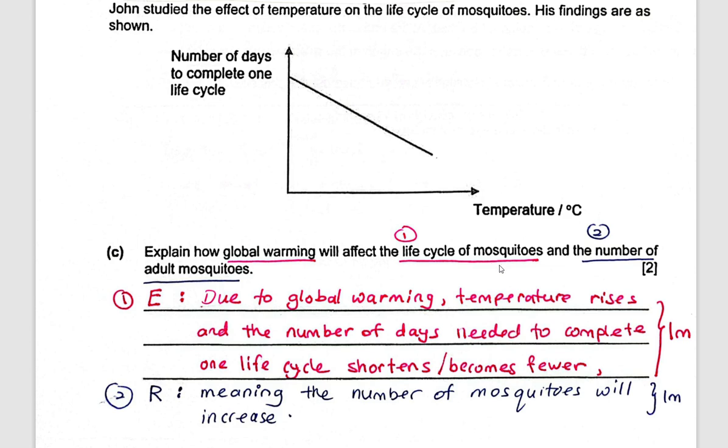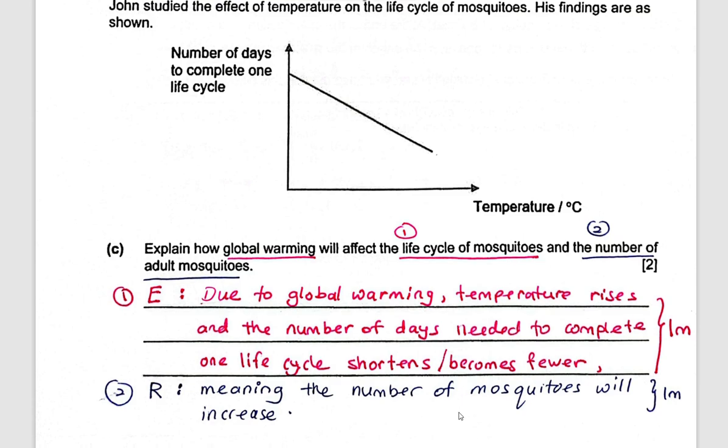How did global warming affect this? There's no mention of global warming here, but there's mention of temperature increase. So therefore, due to global warming, temperature will rise, right? The temperature rises and the number of days needed to complete one life cycle, I use the words here, don't be lazy, use all the words given. The number of days required to complete one life cycle shortens, or it can become fewer. What does that mean then? For the second part, regarding the number of adult mosquitoes, it means that the number of adult mosquitoes will increase. Adult should be written here.